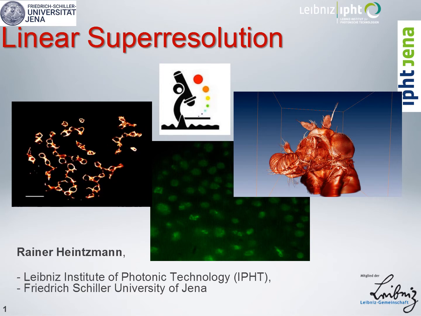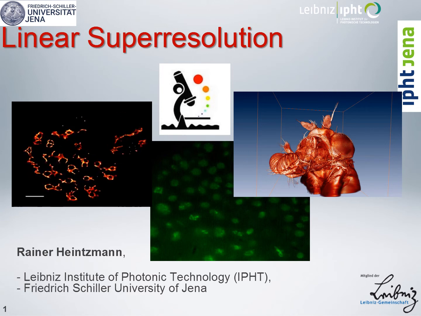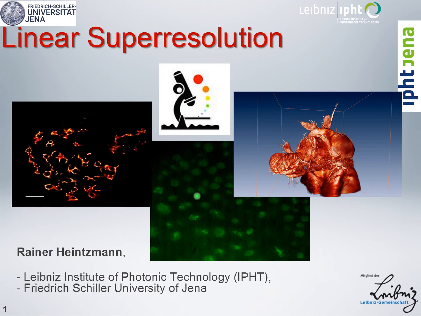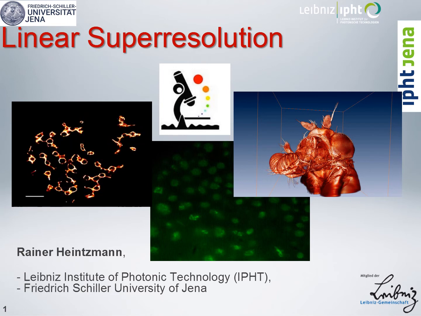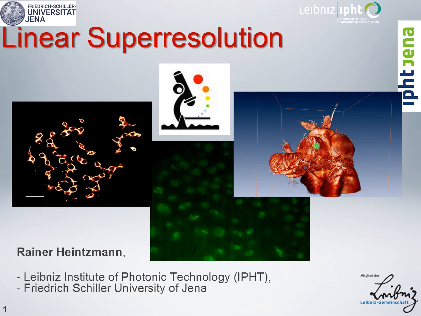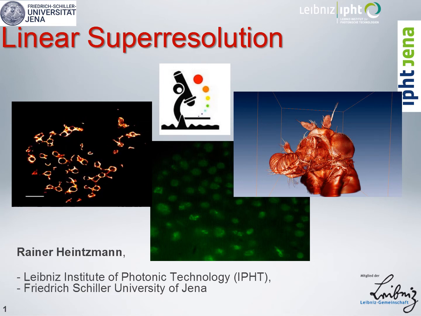Already on this title slide you see some examples of what superresolution can image. On the left-hand side it's very small organelles called peroxisomes in a cell. In the middle you see a Drosophila embryo developing, so you see the cell division. And on the right-hand side, you see a more large-scale image of a head of a Drosophila fruit fly. These are these tiny flies that, especially in the summer, you can sometimes see around your apple or something like this.